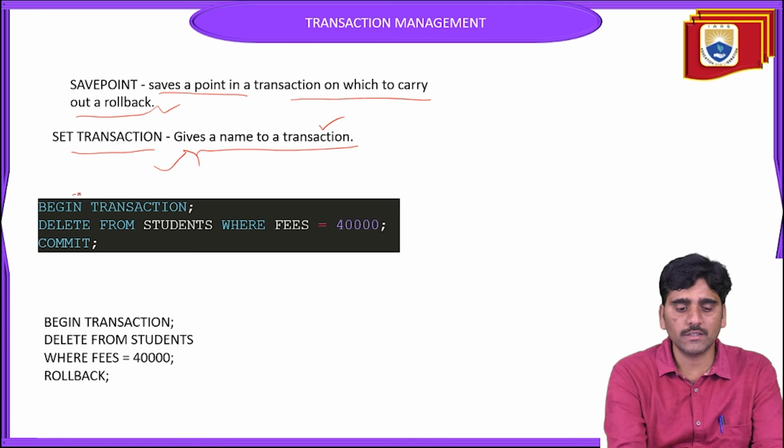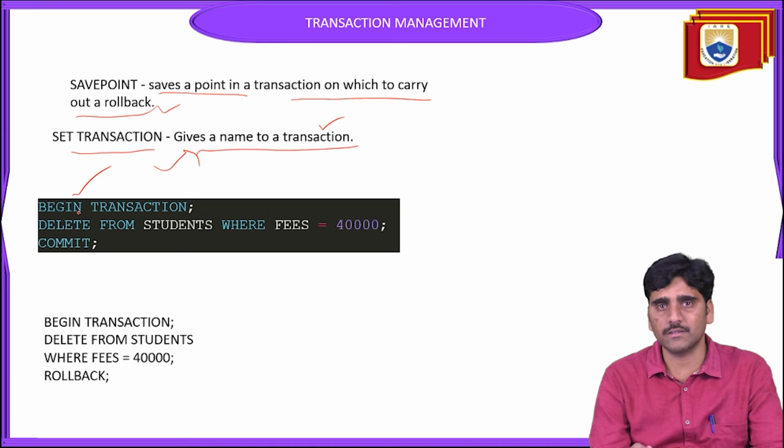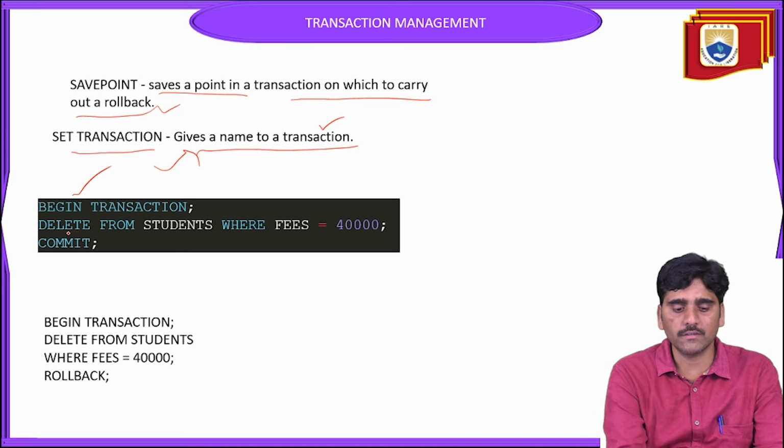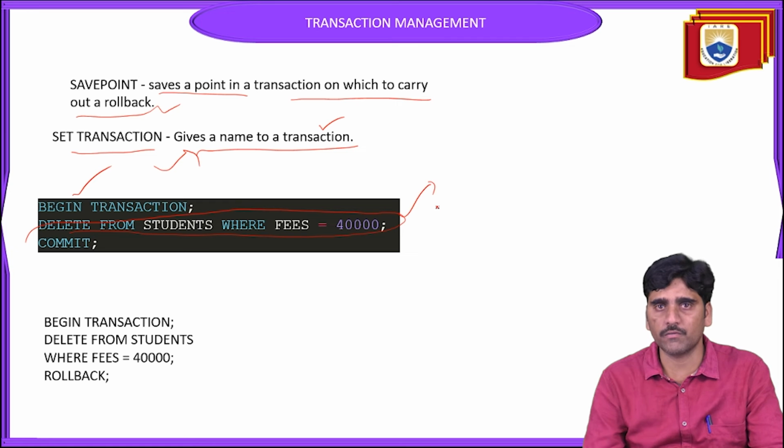So to begin the transaction, that is nothing but starting the transaction. So you can write BEGIN TRANSACTION. And this is one transaction: DELETE FROM students WHERE fees = 40,000. So this is one transaction I am going to perform.